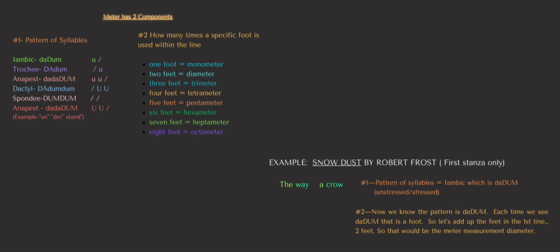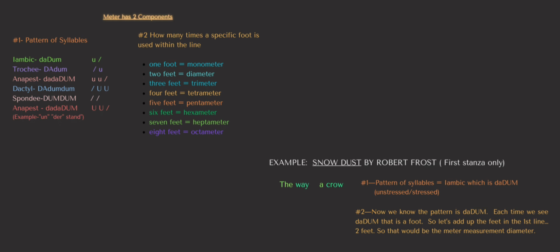So that's it. So let's look at this example of Snow Dust by Robert Frost. We're only going to look at the first stanza. So let's break out our magnifying glasses and see what we can find out. The first line says, "The way a crow." Now, to learn how to read this, we need to know the pattern of the syllables. This happens to be iambic, so that means the is unstressed and way is stressed. So that would be da-dum.